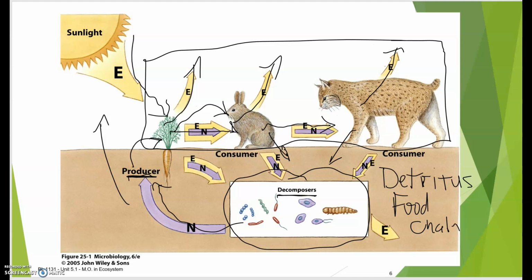So I've just taken a very simple idea of a food chain where the sun gives us energy, the plants turn that into biomass, the rabbit eats the plants, and the cat eats the rabbit. When we're talking about it from a microbiological point of view, it's the decomposers down here in this step that we're really interested in.